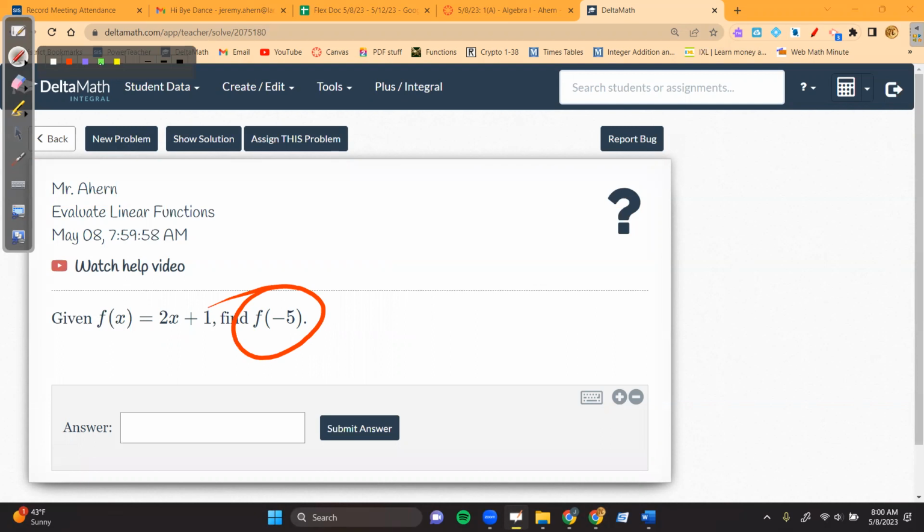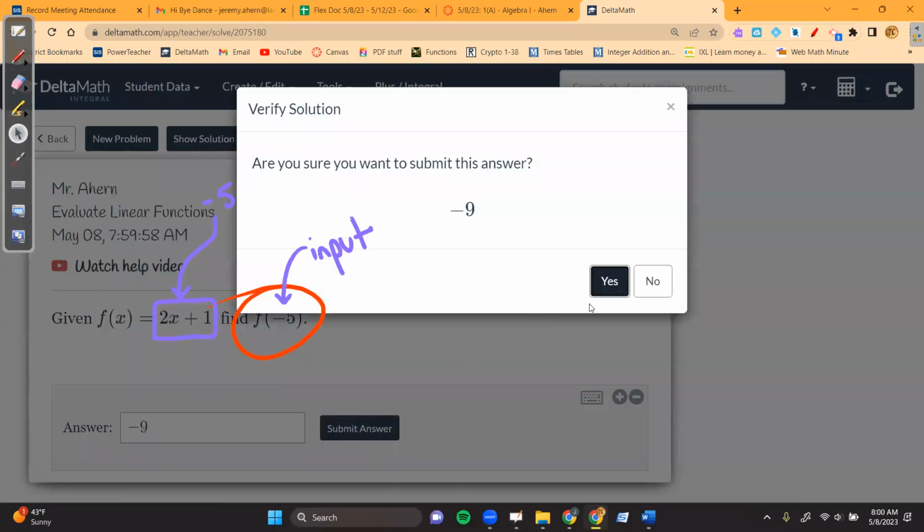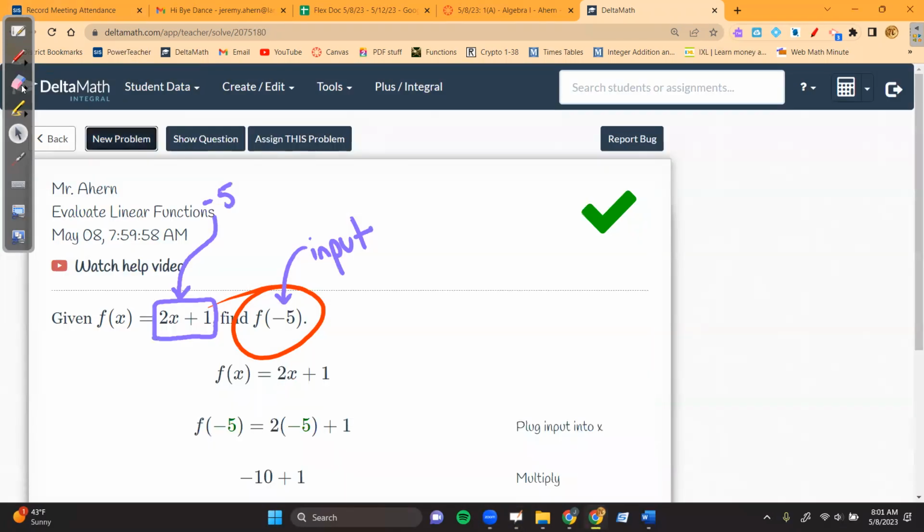Again, this number is called an input. So that means that I have to go to my function rule. I'm going to put a purple box around it. That's called the function rule. And I'm going to take -5 and I'm going to put it right there in place of x. And then you just have to do a little bit of baby kitty math, right? Easy peasy. What's 2 times -5? And then -10 plus 1 is -9. So I just go in the box and I type in -9. Submit it, full send, easy peasy.